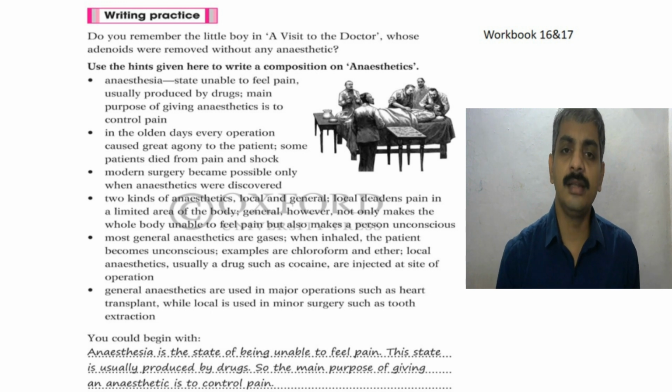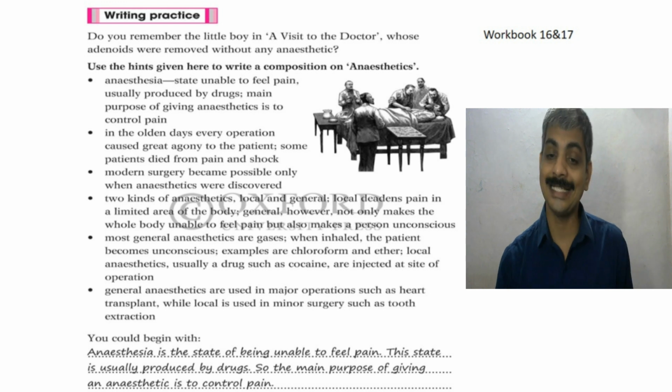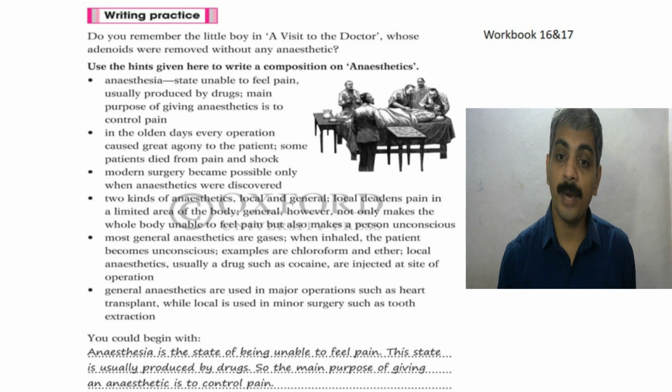How to begin the composition. A few lines are given. Anesthesia is the state of being unable to feel pain. This state is usually produced by drugs, medicines. So the main purpose of giving an anesthetic is to control pain. It's a kind of injection. Now there are more hints. A blank page is there. You have to write yourself.